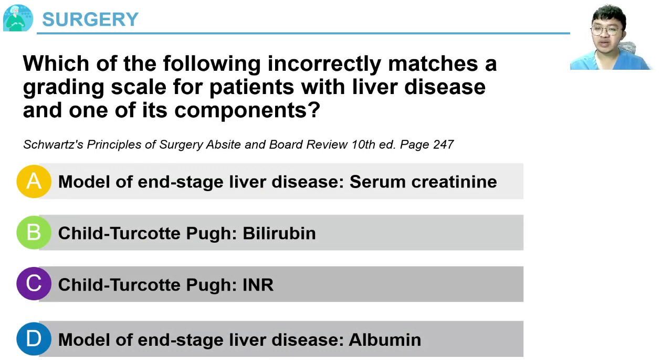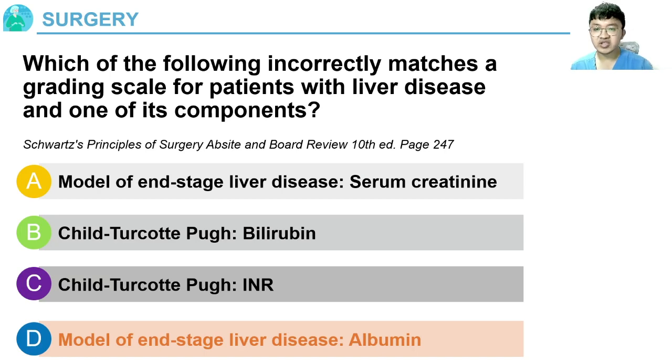Next, which of the following incorrectly matches a grading scale for patients with liver disease in one of its components? Is it letter A, Model of End-Stage Liver Disease, serum creatinine; B, Child-Pugh bilirubin; C, Child-Pugh INR; D, Model of End-Stage Liver Disease albumin. The correct answer here is letter D, Model of End-Stage Liver Disease albumin.